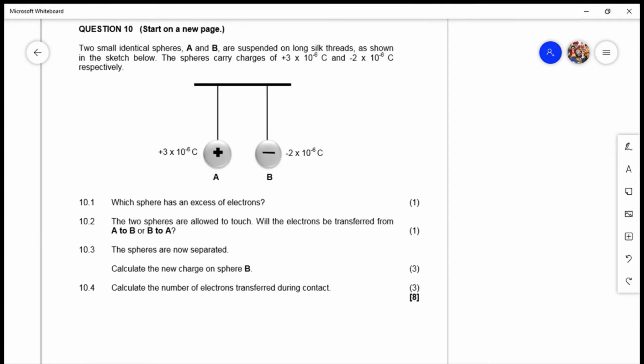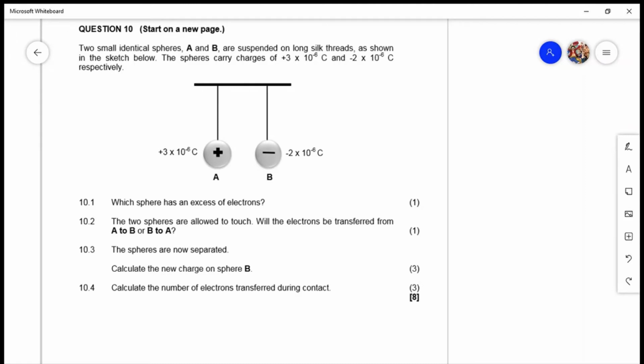The spheres carry charges of positive 3 times 10 to the power negative 6 coulombs and negative 2 times 10 to the power negative 6 coulombs respectively. So we've got sphere A that's positively charged and sphere B that's negatively charged. Our first question, question 10.1, which sphere has an excess of electrons?